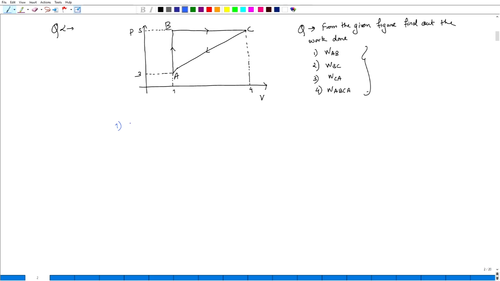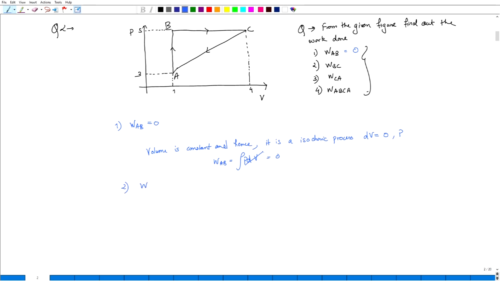So WAB. We know along the process AB, if you see, volume is constant, and hence it is an isochoric process. Because volume is constant, dV is 0, so WAB is PdV, and there is no area swept under this curve. Along this line there is no area, so that's why PdV is 0. So WAB is 0.